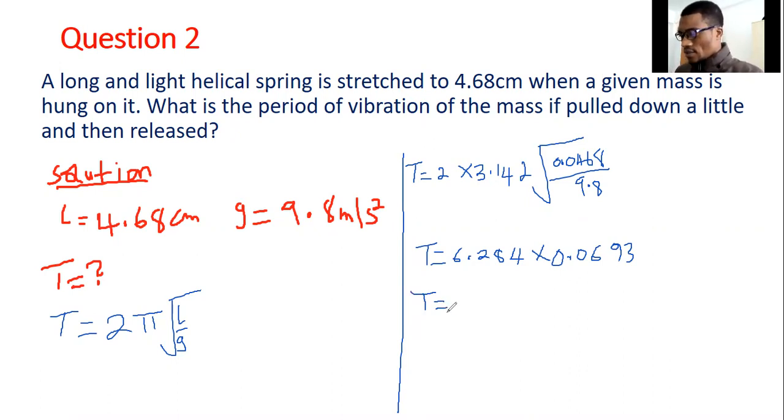So everything gives 0.43. So this is the time period, and then we need to put our unit, seconds. So this is it here. Very simple. Just remember this formula.